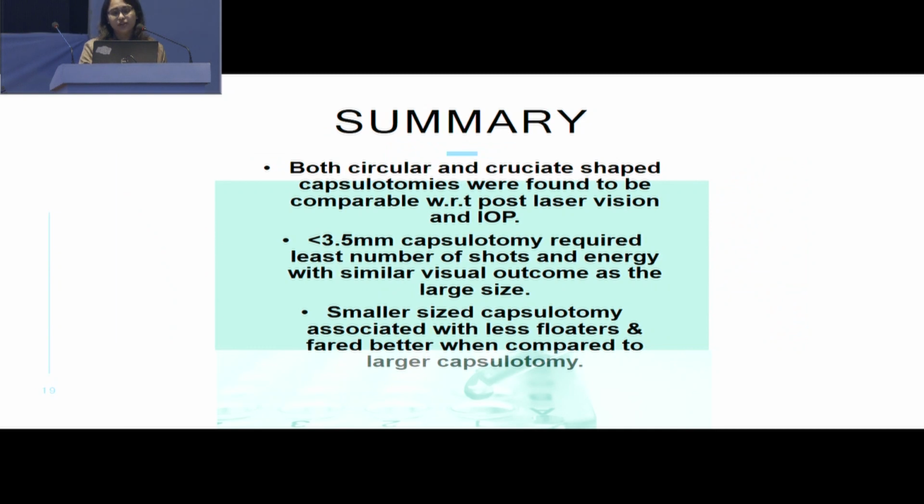In summary, both circular and cruciate-shaped capsulotomies were found to be comparable with respect to post-laser vision and IOP, but smaller capsulotomy size less than 3.5 mm required the least number of shots and energy, with a similar visual outcome as compared to the larger size. Also, smaller sizes were associated with fewer floaters and fared better when compared to the larger capsulotomy.